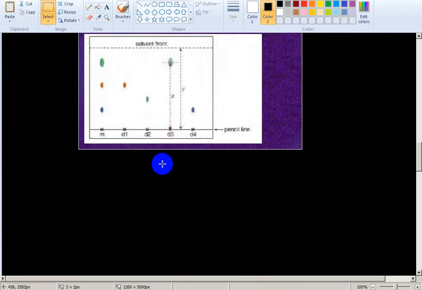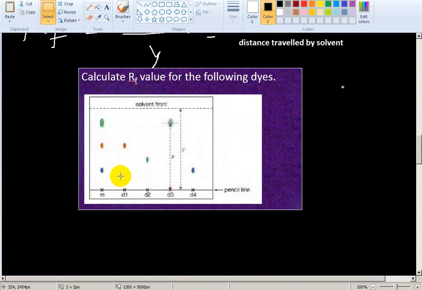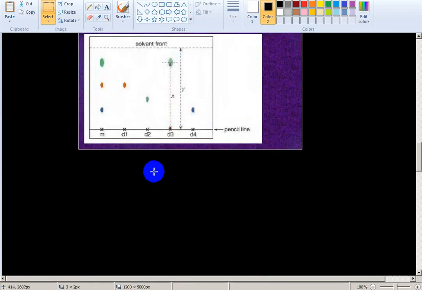Calculate the RF value of the colors D2, D3 and D4. We calculate the RF value for D2, D3 and D4. I will calculate. Okay, what is the RF value?